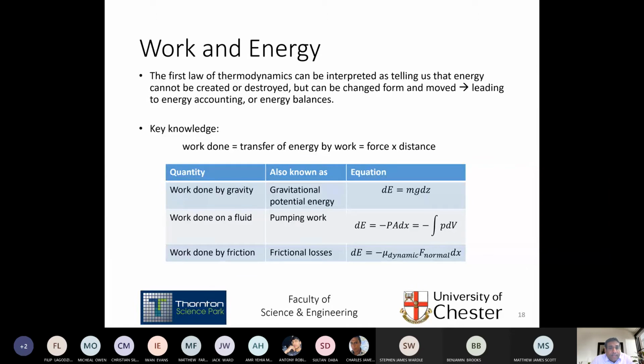The other quantity that is useful is the work done by friction. Frictional force is typically mu times the normal force. So if mu is the dynamic coefficient of friction, and there is a normal force F acting on an object, then mu times F is the friction force. Now this force times the displacement gives you the work done by the frictional forces.